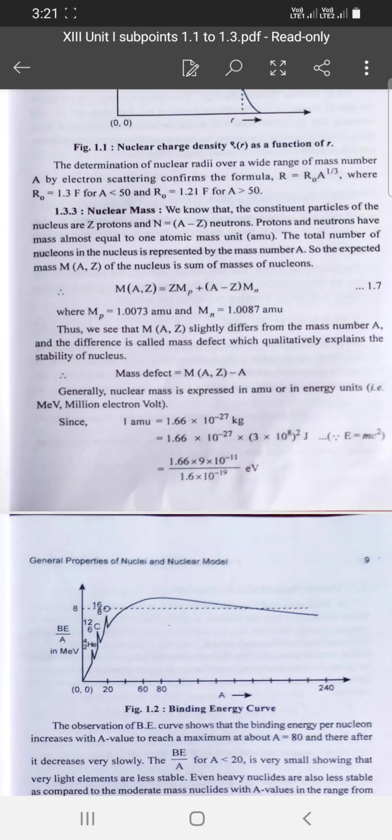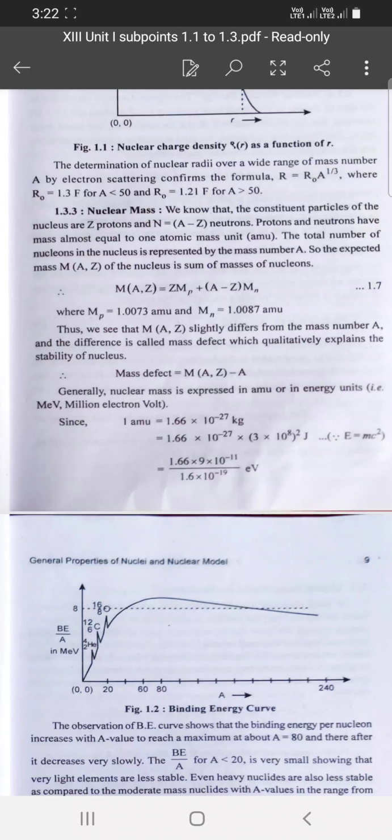Nuclear mass is expressed in atomic mass unit or energy units, that is million electron volt. Now their interrelation is 1 AMU is equal to 1.66 into 10 raised to minus 27 kg, and when we multiply that by 3 into 10 raised to 8 whole square joule, using the formula E equals mc square, then one atomic mass unit is converted into 931 million electron volt. That is the relation between atomic mass unit and the electron volt.